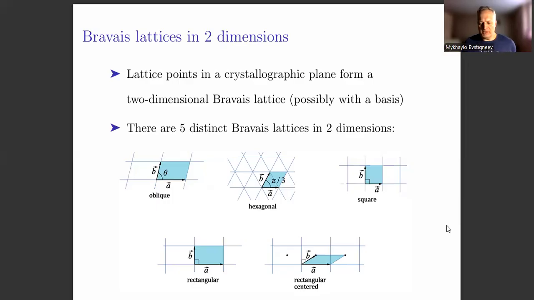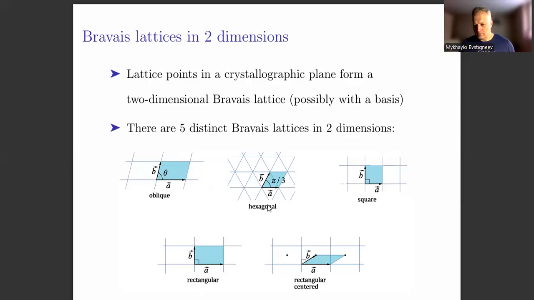If there is no special relation between the lengths of the translation vectors, they are not the same, and they do not differ by a factor of 2 or anything, right? No relation between them. And the angle between the translation vectors is arbitrary, then we get the least symmetric Bravais lattice in 2 dimensions, the oblique lattice.